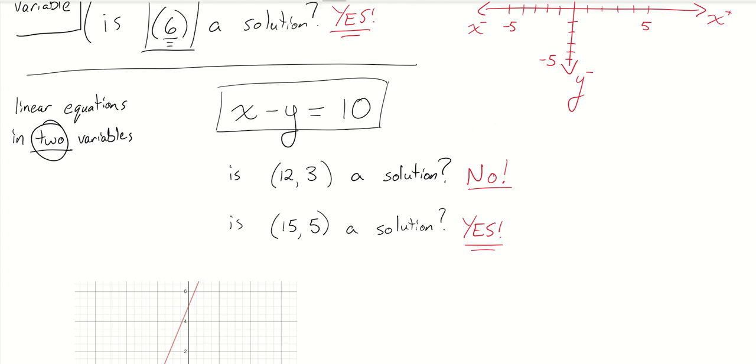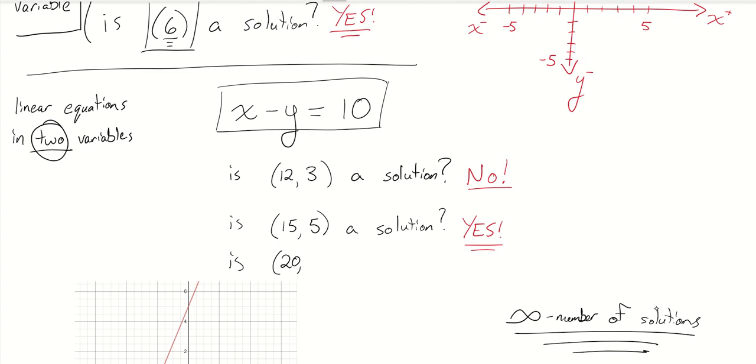There are in fact an infinite number of ordered pairs or solutions to this two-variable equation. There are an infinite number of solutions. So let's try one more. Is the ordered pair 20 and 10 a solution? So let's try that out.